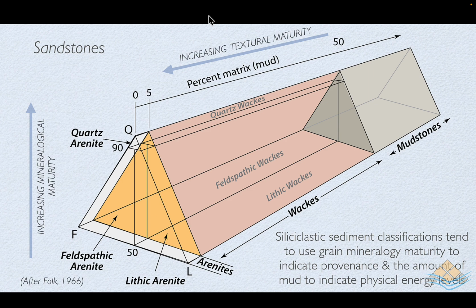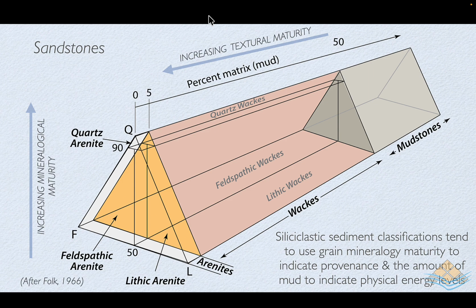Sandstone classifications tend to use grain mineralogy and maturity to read back into the likely provenance of sediment, and also utilize the amount of mud preserved in that sediment as an indication of the levels of physical energy in the environment. We have a pure quartz arenite, what is typically considered a mineralogically mature and texturally mature sample. Less mineralogically mature are the feldspathic arenites and the lithic arenites, with more labile components preserved in that sandstone. As we go back along the axis of mud content, percent of matrix or fine-grained mud, we're looking at levels of physical energy decreasing as we move from the arenites through the wackes into the mudstones.